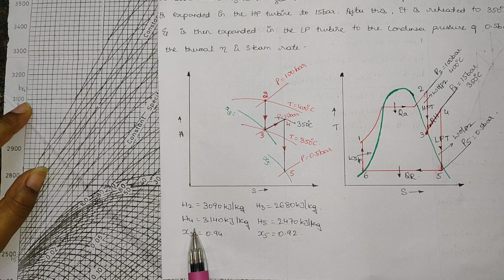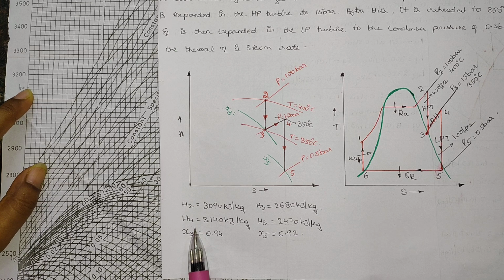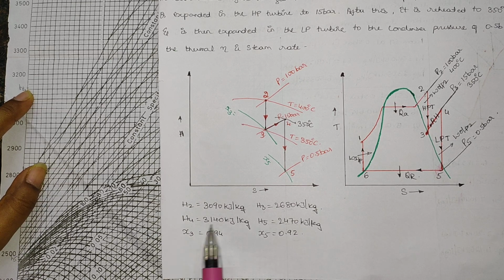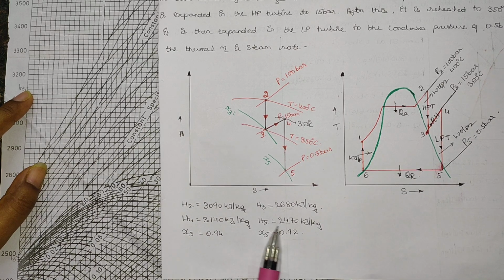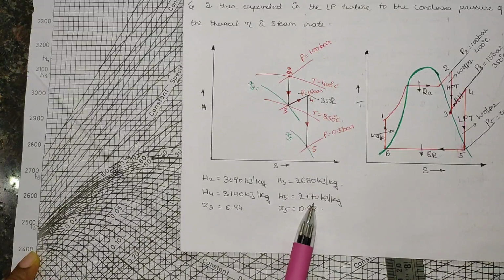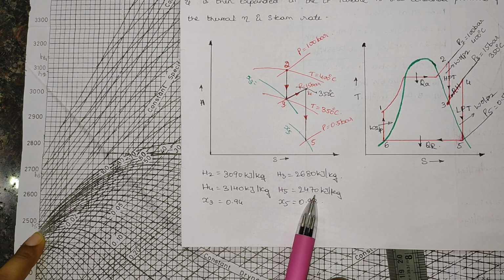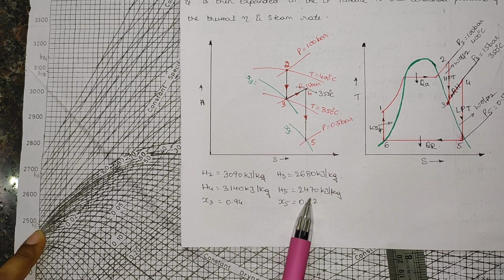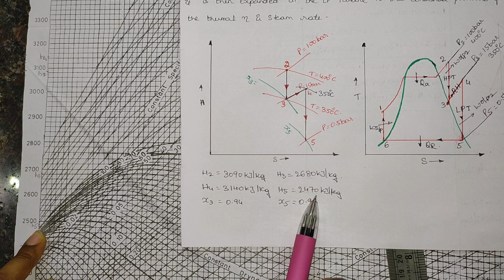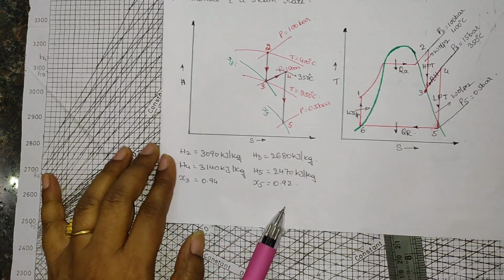H4 is here. So it is 3100, 120, 140. It is coming slightly above 140 for me, but here it is 140. So much of deviation is allowed. So 3140. Okay, so next is H5. So H5 is here. So 2400. Next it is 20, 40, 60, 80. Okay, it is coming somewhere between 60 to 80. So it is coming 2470. Okay, so let me see X3 and X5.